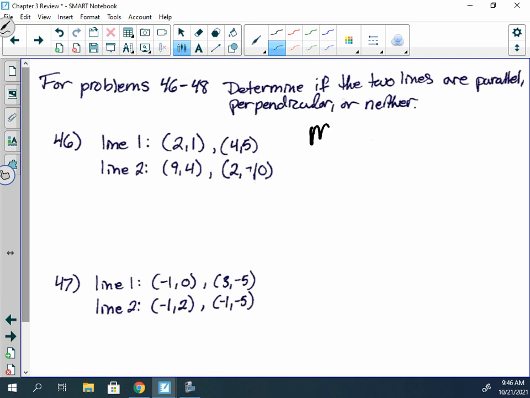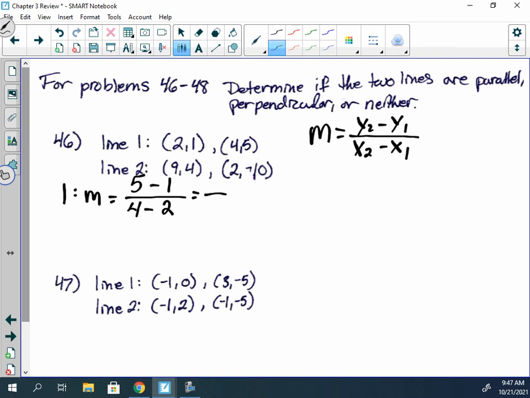Again, to find the slope, y2 minus y1 over x2 minus x1. So for line 1, we just plug it into the formula. Here our y values are 5 and 1. It doesn't matter which ones we picked, I just picked the 2 y values and plugged them in. Now since I picked the 5 first, its x value has to go first, which would be 4 minus 2. 5 minus 1 is 4, 4 minus 2 is 2, 4 divided by 2 is 2.